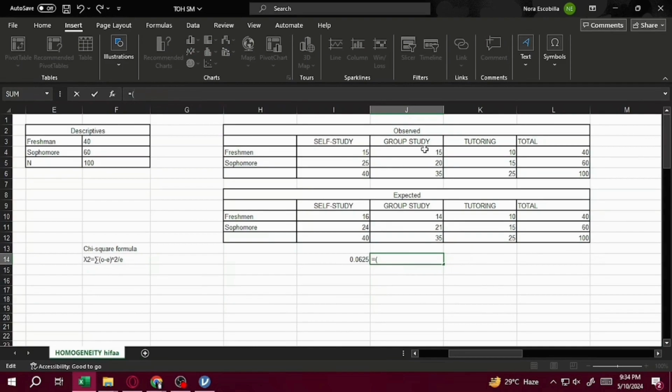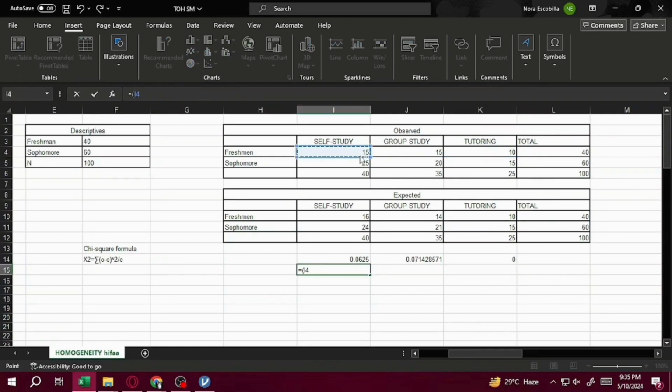And same process again, we need to find our observed 15 minus 14 squared divided by 14. So we have 0.0714 and so on. So 10 observed minus expected 10, squared, divided by 10 again, our expected. So we have 0.